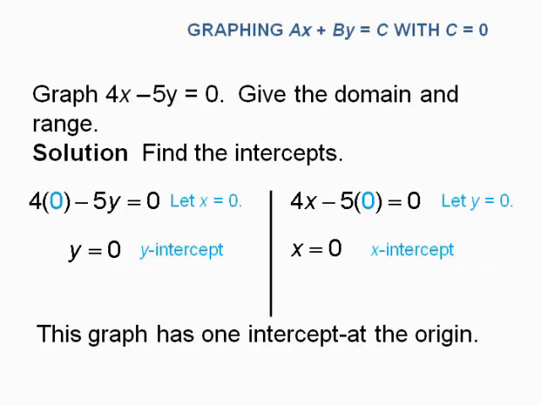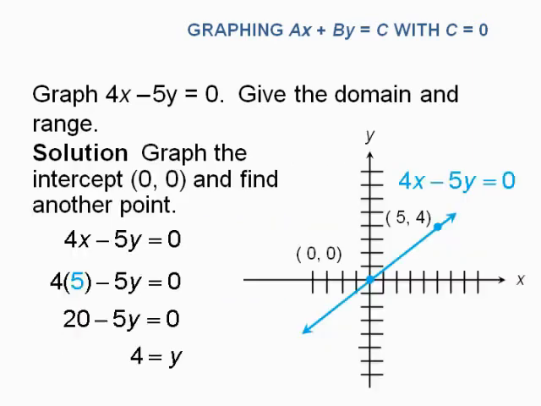Okay, let's graph this equation in standard form, 4x minus 5y equals 0. Now notice here, if we find the x and the y intercepts, if we plug 0 in for x, we get y is 0. If we put 0 in for y, we get x is 0. So, oh my gosh, how are we going to graph it? We only got 1 point.